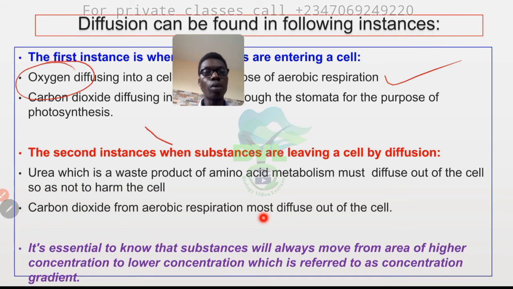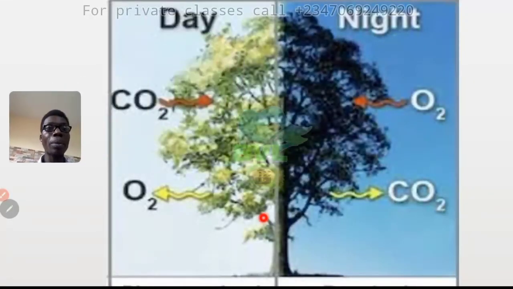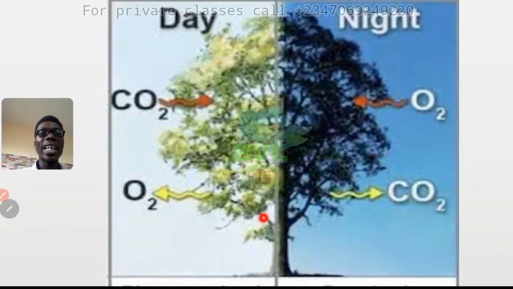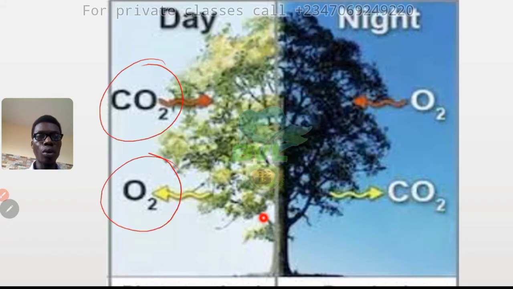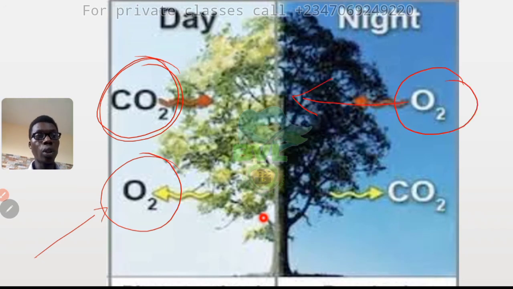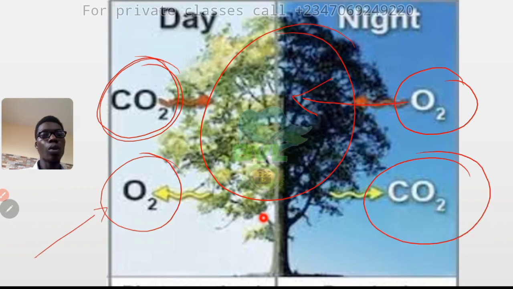So basically, it's going to move in this direction, from high to low. Please let that be in you. As far as diffusion is concerned, this law holds. So you can see what is happening here. During the day, carbon dioxide is diffusing in, oxygen is diffusing out. During the day, oxygen is a waste product of photosynthesis and carbon dioxide is a good product of photosynthesis. But during the night, the story changes. Oxygen is now going in so that this plant can respire, so it can make energy to keep growing. Then the carbon dioxide is diffusing out as a waste product. What a balanced nature, as it were.